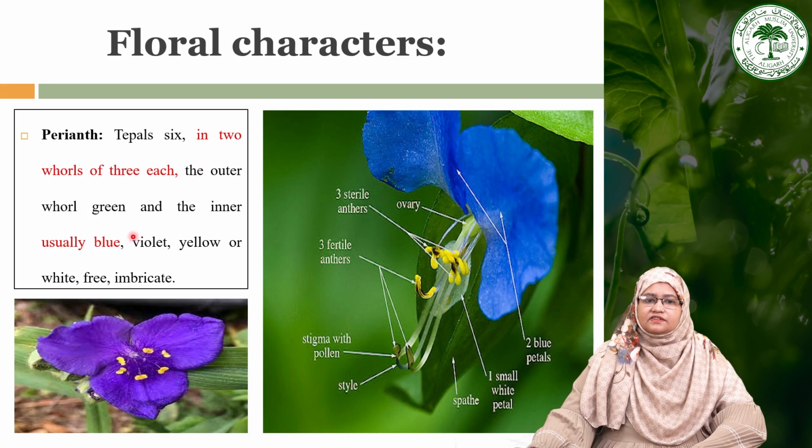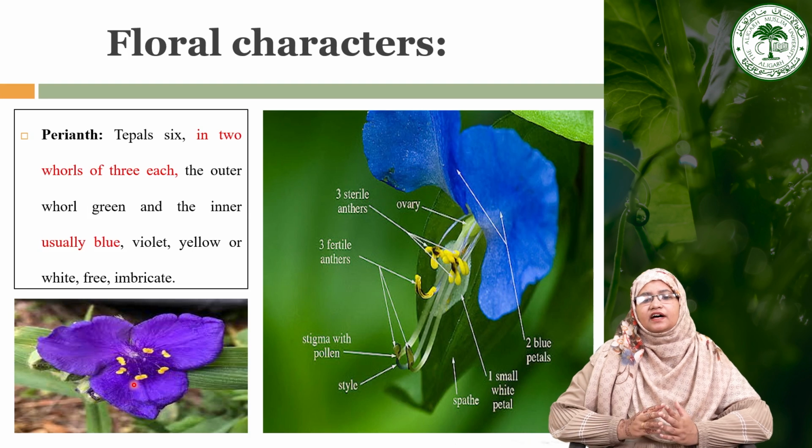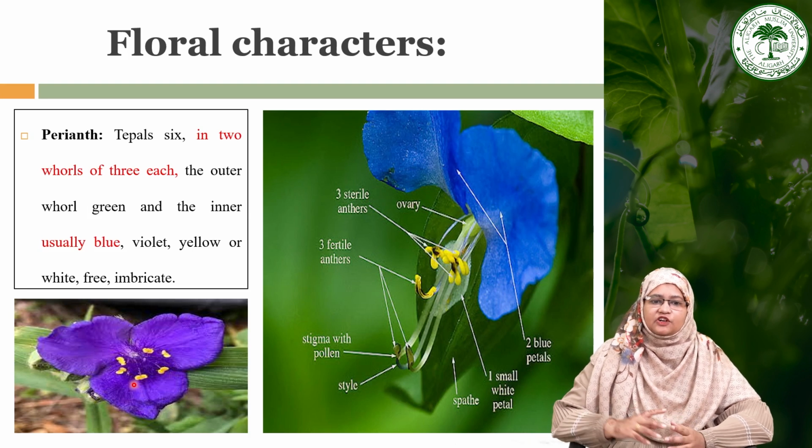The outer wall is generally green and the inner wall is generally blue, as you can see here in these images, but they may be violet, yellow or white. These are free and imbricate. As we have seen earlier, the flower may be actinomorphic or zygomorphic.